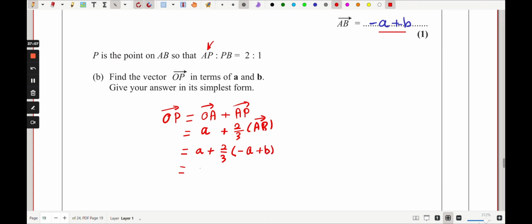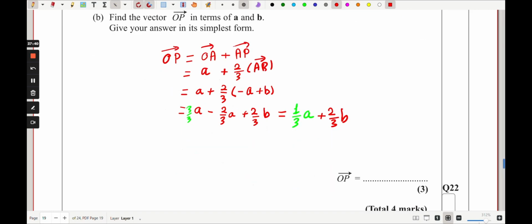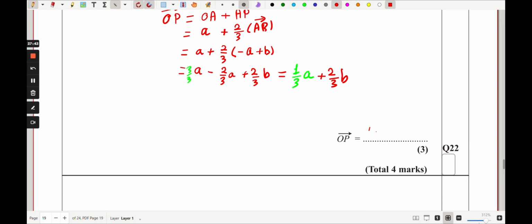We are going to simplify it now. So A minus 2 over 3 A plus 2 over 3 B, which is equal to, this will be 3 over 3, so 1 over 3 A plus 2 over 3 B, and write it down here. So OP is 1/3 A plus 2 over 3 B.